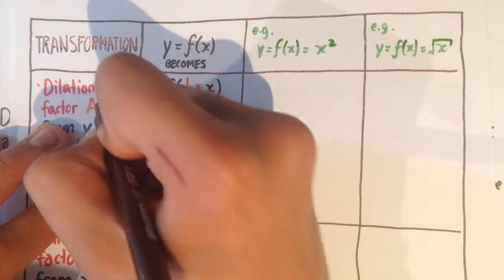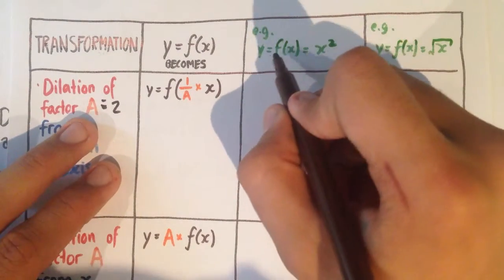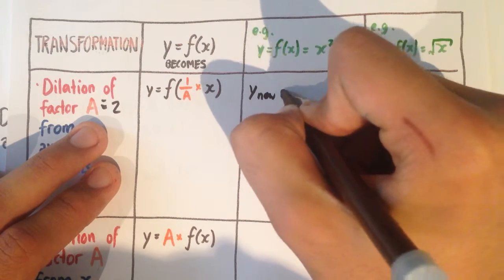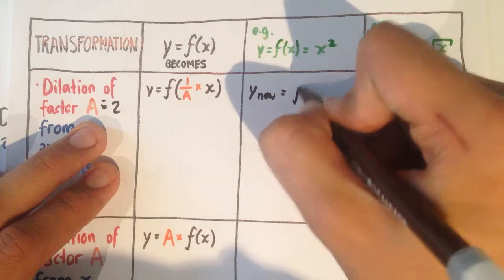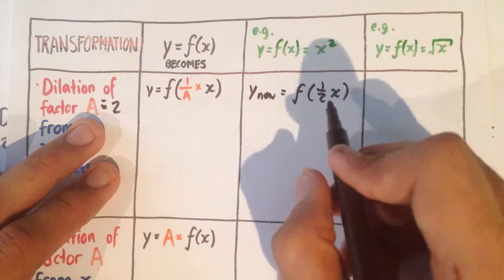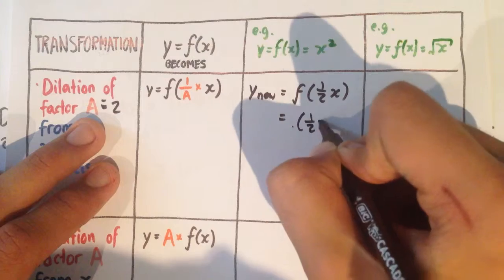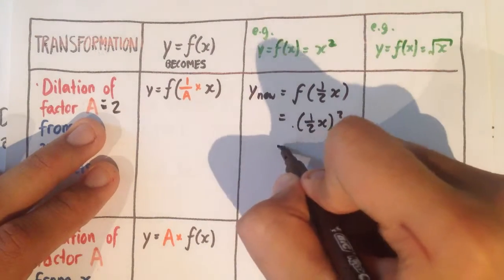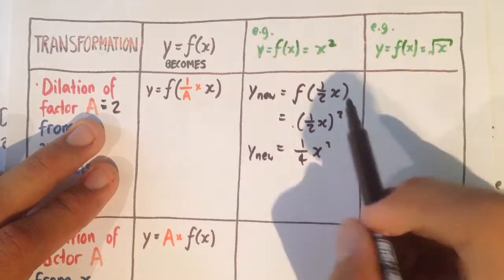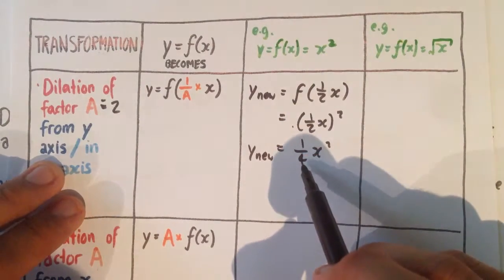Looks like a minus. There you go. A is equal to 2. If that makes it a bit clearer. So if we have y is equal to f of x, our new equation would be, I'll write y new. Y new would be f of 1 on 2x. So wherever there's an x, we replace it with 1 on 2x. So this becomes 1 on 2x all squared, which becomes 1 on 4x squared. Okay? So if we dilate the graph of y is equal to f of x by a factor of 2, this is the equation we get.